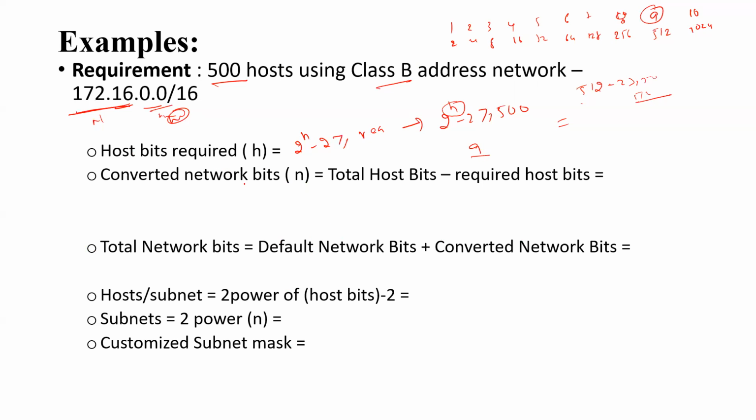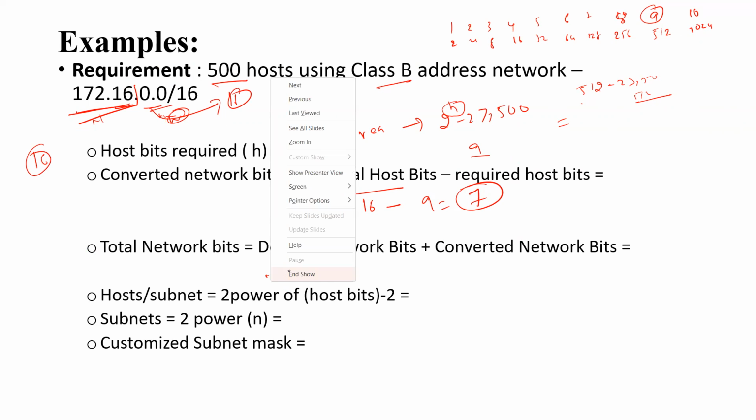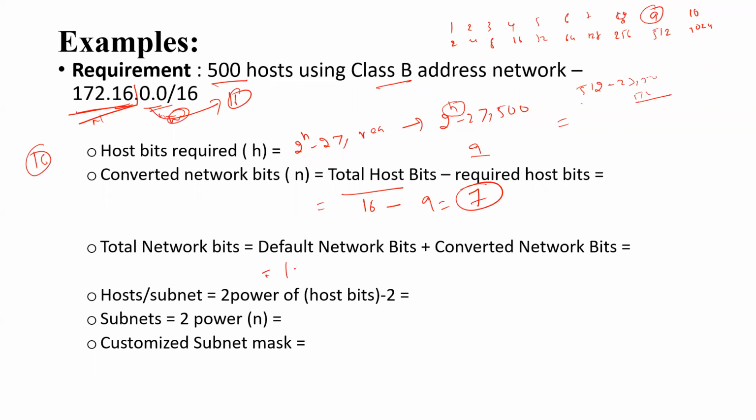Now, what are the default network bits here? 16. And the default host bits are 16. So what is the total host bits here? 16 minus how many we require? Only 9. So 16 minus 9 is 7. By default, we have the network bits as 16, plus the converted network bits. How many have we converted? 7, right? So it is /23.